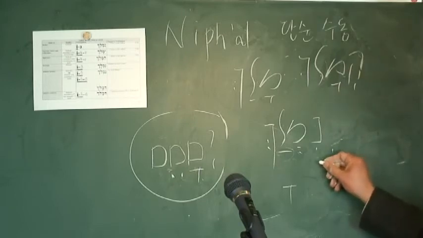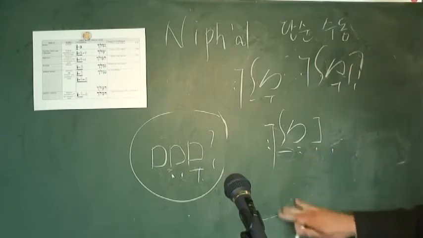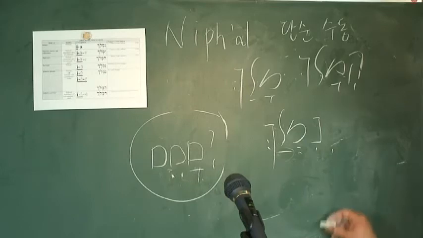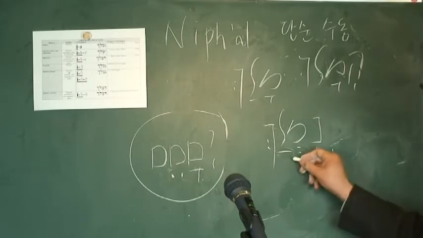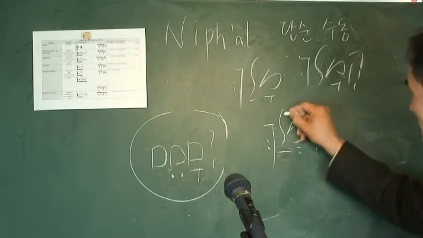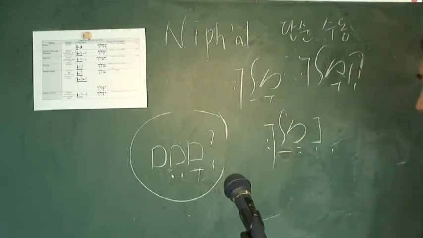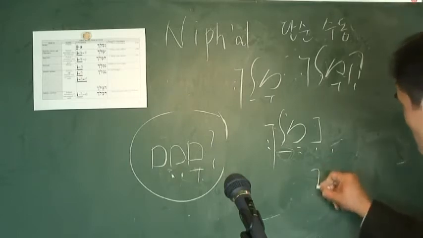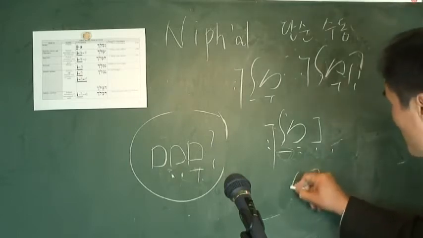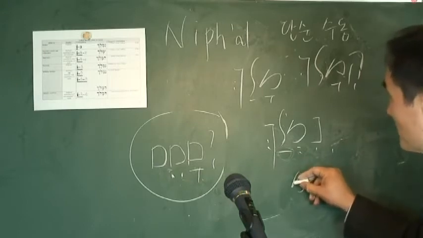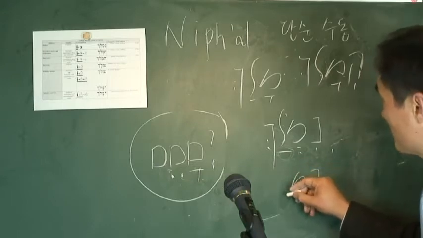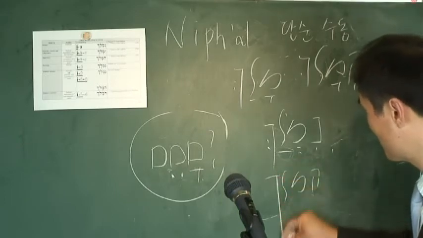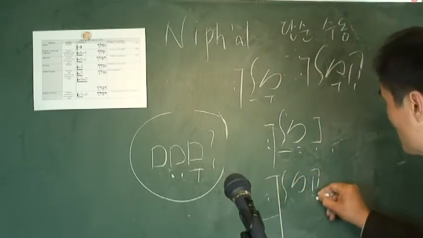We can get the infinitive absolute form from the Niphal. We get this by changing patach to holem. When we get this from the imperfect form yimalek, we would change yod to he and tsere to holem.